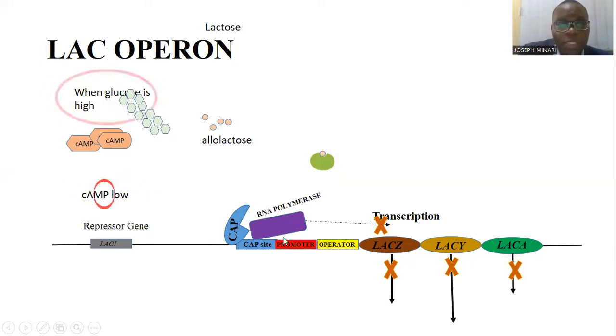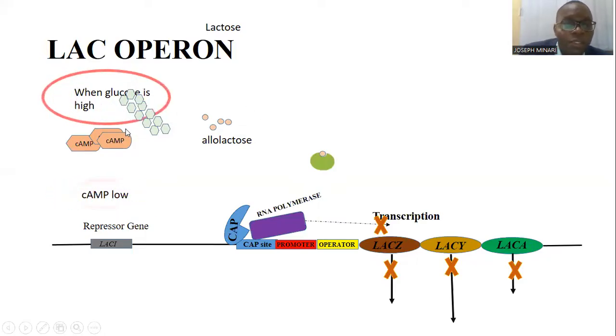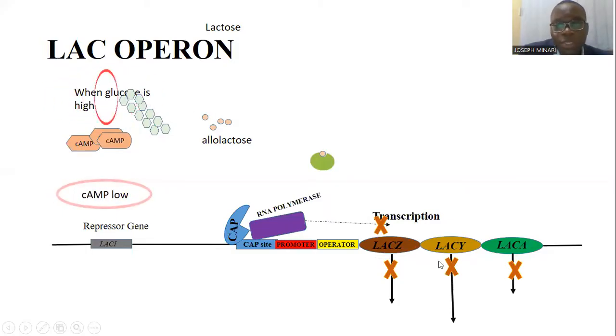So the E. coli is able to have this interplay in the presence and the absence, or in high concentration and low concentration, of glucose and lactose that controls the expression of those genes.